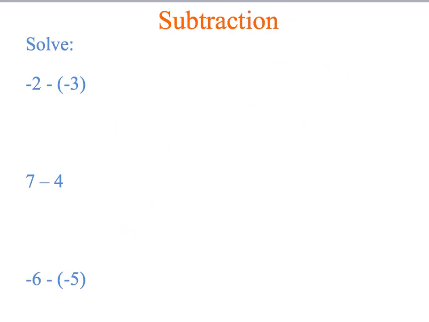Let's try a couple problems together. So here we have 2 negatives, so it's going to be negative 2 plus 3, because two negatives become a positive. Then we have negative 2 plus 3, so you take the sign of the number with the bigger absolute value. 3 has a bigger absolute value, so we know our answer is going to be positive, and we're going to find the difference between their absolute values. So the absolute value of 2 is going to be 2, the absolute value of 3 is going to be 3. The difference between 3 and 2 is 1, and we already said it was going to be positive because 3 has a bigger absolute value, so your answer is 1.